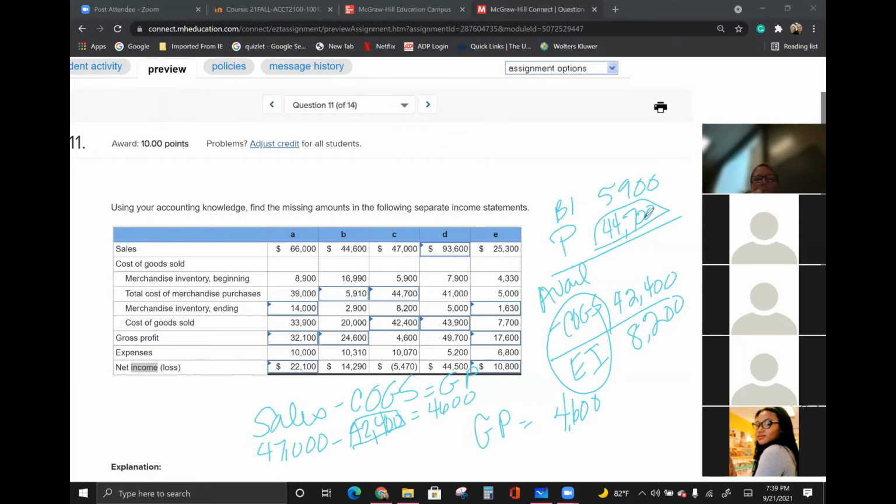Total cost of merchandise purchases. You take your cost of goods sold. Plus your ending inventory, that gives you your available. And then you deduct out the beginning inventory and you can come up with your purchases, just like we just did on the other one. So that one was a little bit tricky because we had to figure out cost of goods sold first.